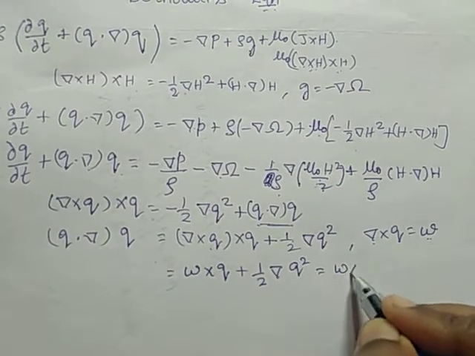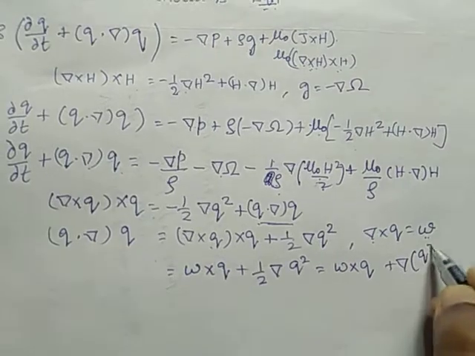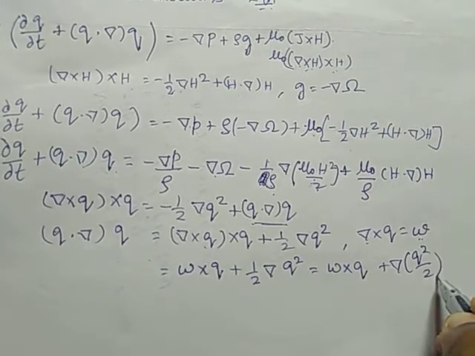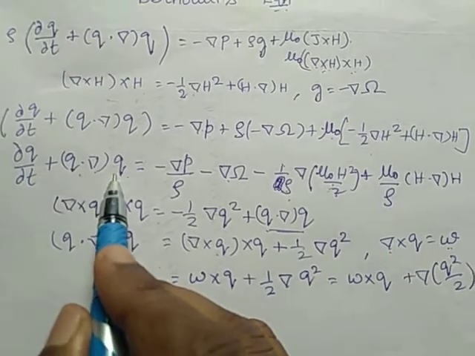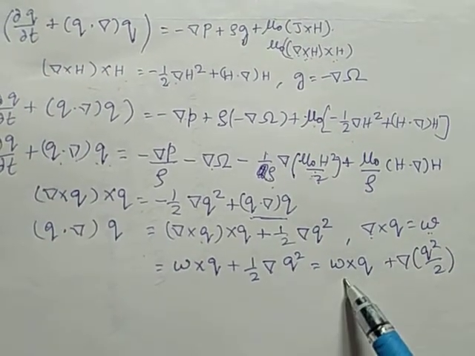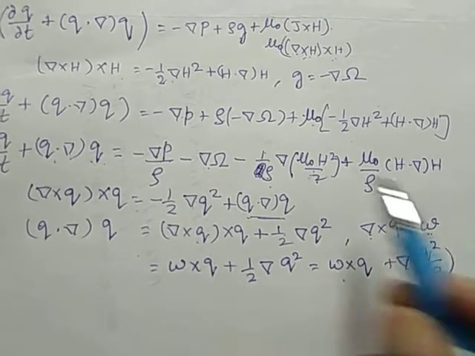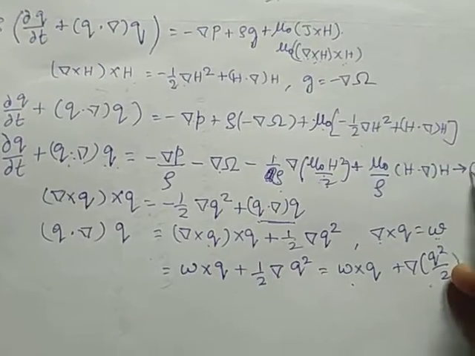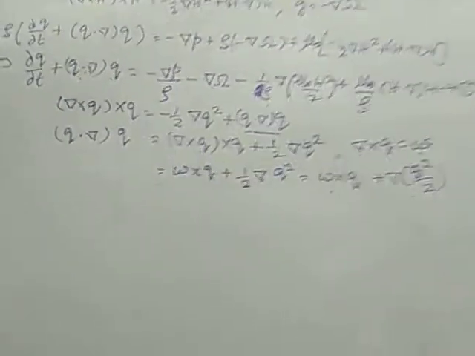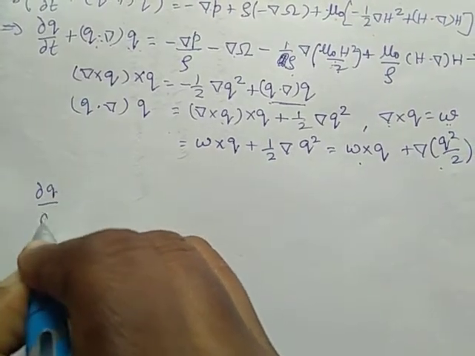So this is nothing but omega cross q plus del of q square by 2. We got this value. Now we are going to replace q dot del q as omega cross q plus del q square by 2. Therefore this equation, I will take it as equation 1. Equation 1 will reduce to dou q by dou t.